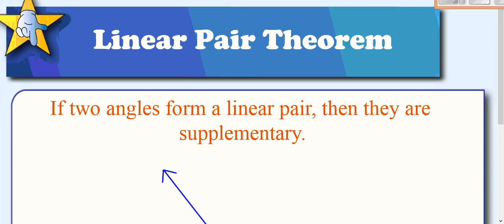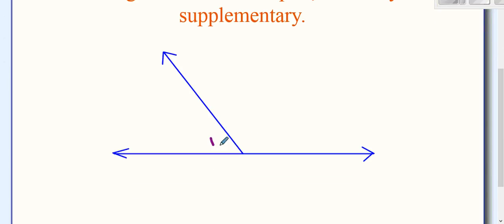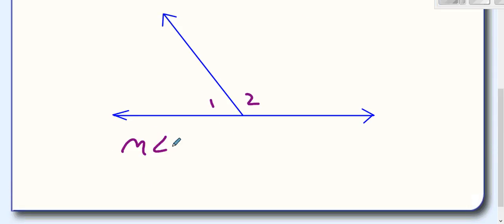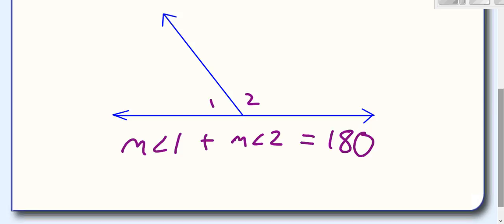So, like I hinted at, linear pairs, since it is a straight line that they make, they're always going to be supplementary because they're always going to add to be 180 because a straight line is 180. So, you've got the 2 angles that make a linear pair, then you can say the measure of angle 1 plus the measure of angle 2 equals 180. Linear pair always adds to 180 because it's a straight line.